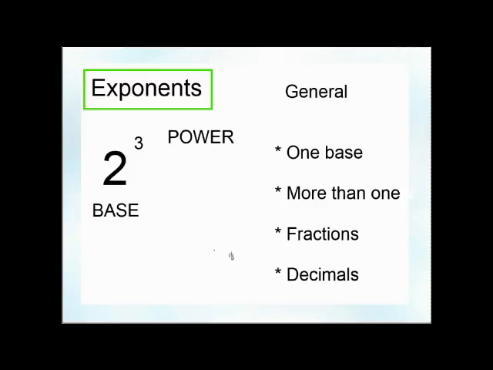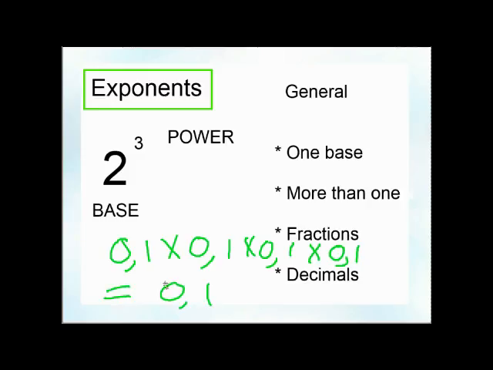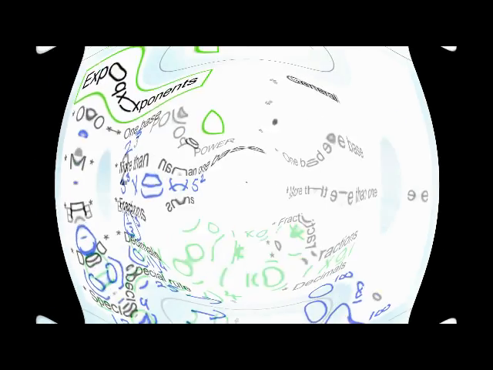How about we use decimals? Let's say 0.1 times 0.1 times 0.1 times 0.1. Now what is our base? Which is exactly the same in all these cases is 0.1. Let's just for safety's sake put some brackets around it. And then how many of them are there? 1, 2, 3, 4. So it's to the power of 4.